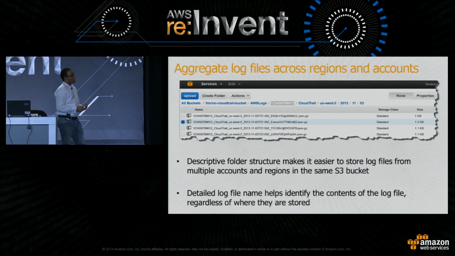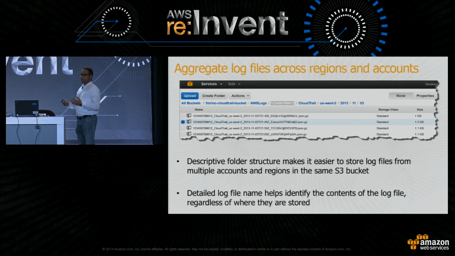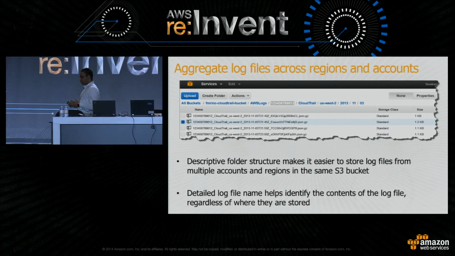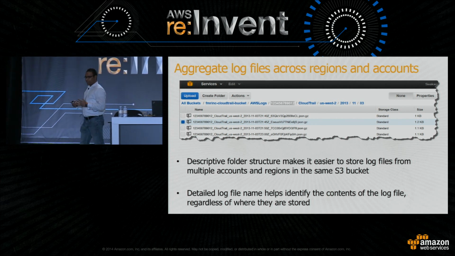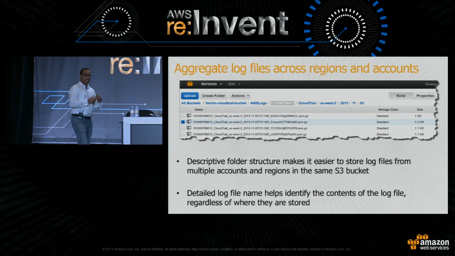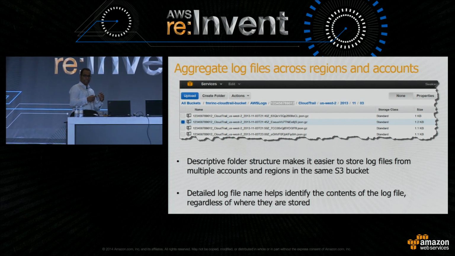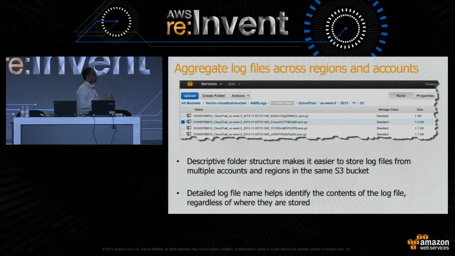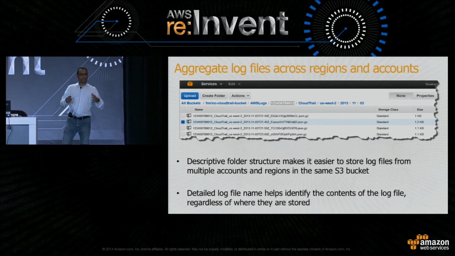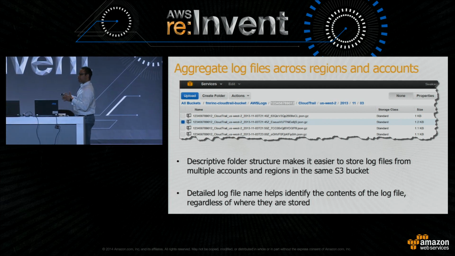So a lot of you folks may have multiple accounts and are using AWS in multiple regions. One of the convenience features you have with CloudTrail is the ability to aggregate all the log files for different regions and different accounts into one S3 bucket. And CloudTrail writes the log files for different accounts and different regions in a descriptive folder structure.